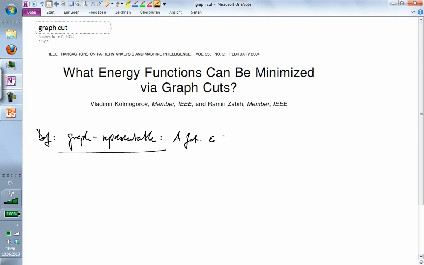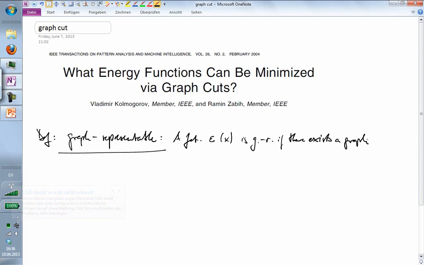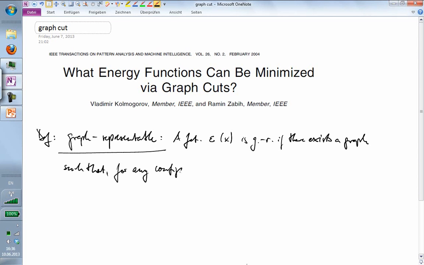Some function e of binary variables x is graph representable if there exists a graph with a number of vertices such that for any state of these binary variables x, this energy is equal to the cost of a minimum ST cut plus a constant.